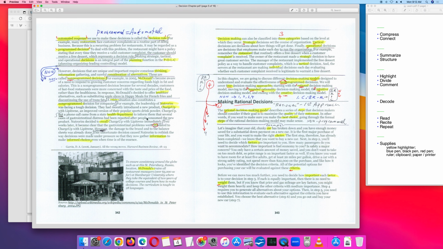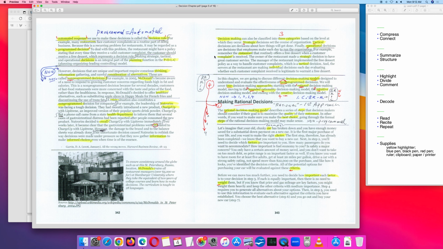So I was confused by this paragraph, but now I can summarize it. So basically, part 1, non-programmed decisions. Part 2, McDonald's. Part 3, NutriRim. One word or one phrase. Then I draw another breaker. I'm like, well, what is this picture? It's a picture about McDonald's. Okay.